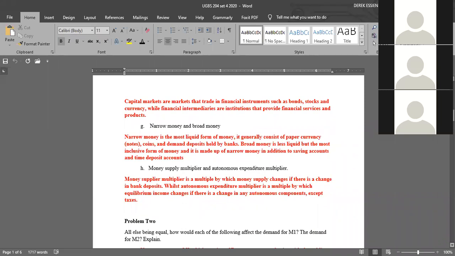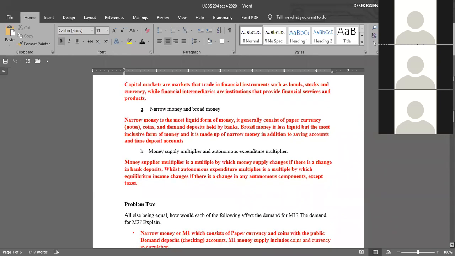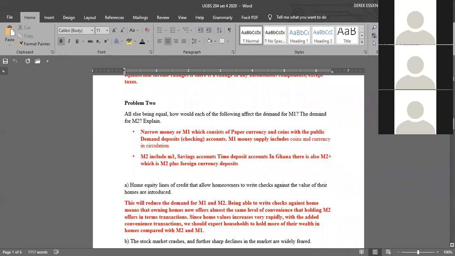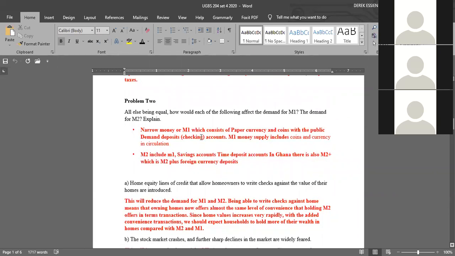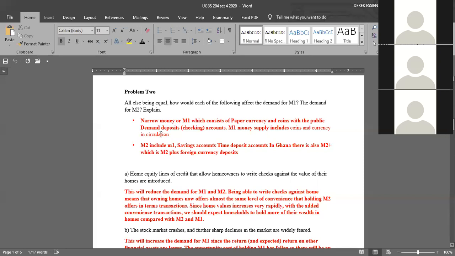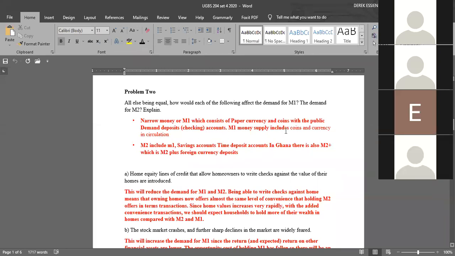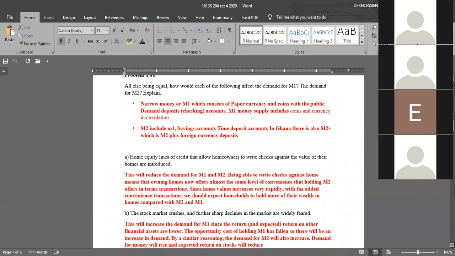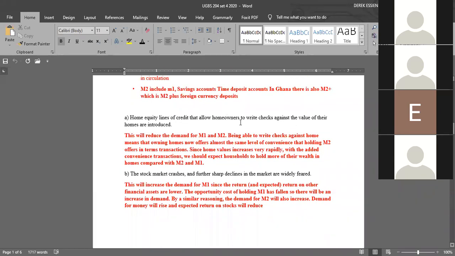Yeah, all right, yes. So the first question is for you to define the term, okay? Then we would ask you something about the money supply multiplier. We've not done this, okay? Don't worry. Now, look at problem two. All else being equal, how would each of the following affect demand for M1, demand for M2? Explain. Okay, so basically we tried explaining the meaning of M1 and M2, and we gave the categories. Now we're asking you, how would these statements affect M1 and M2? Home equity lines of credit that allow homeowners to write checks against the value of their home are introduced.